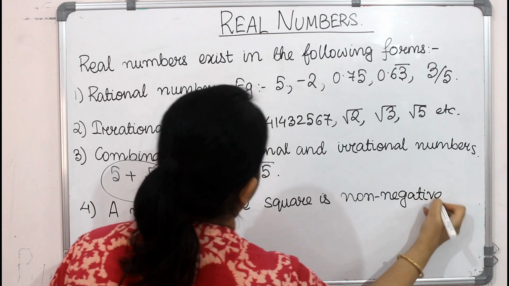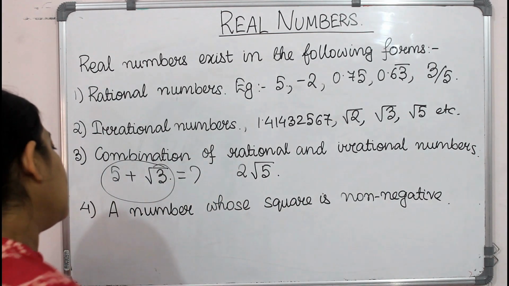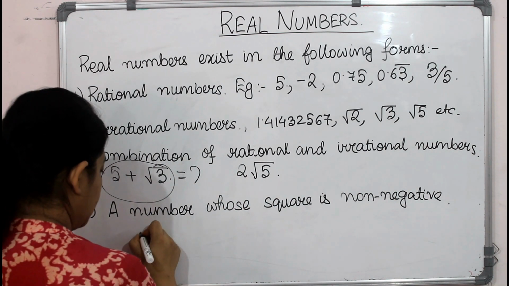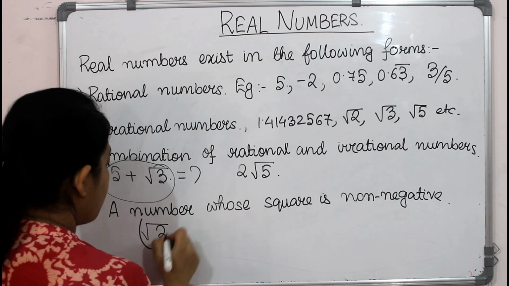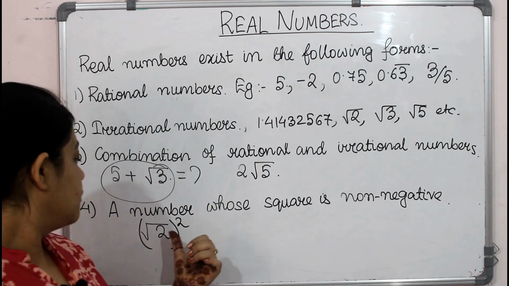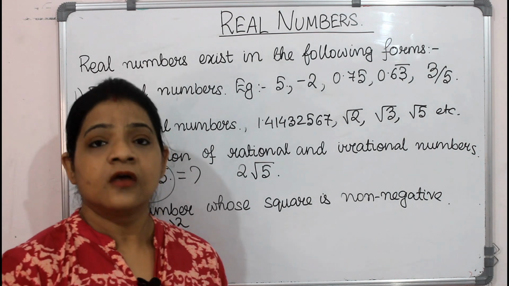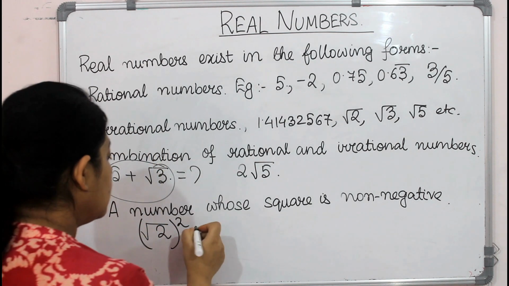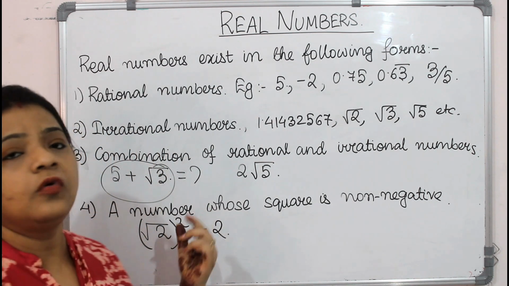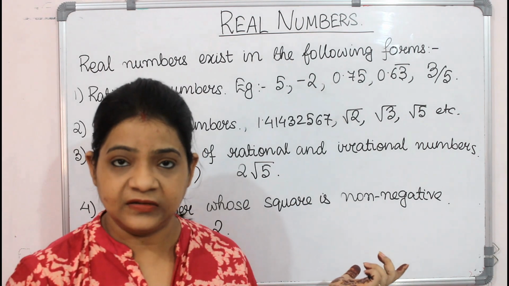Now what does this mean? If I write root over 2 whole square, root over 2 whole square will give you 2. So 2 is a positive number, isn't it?